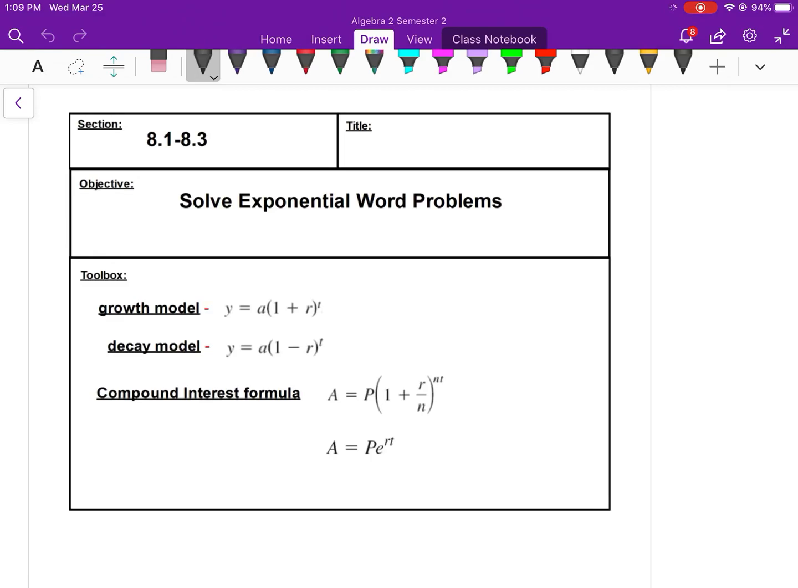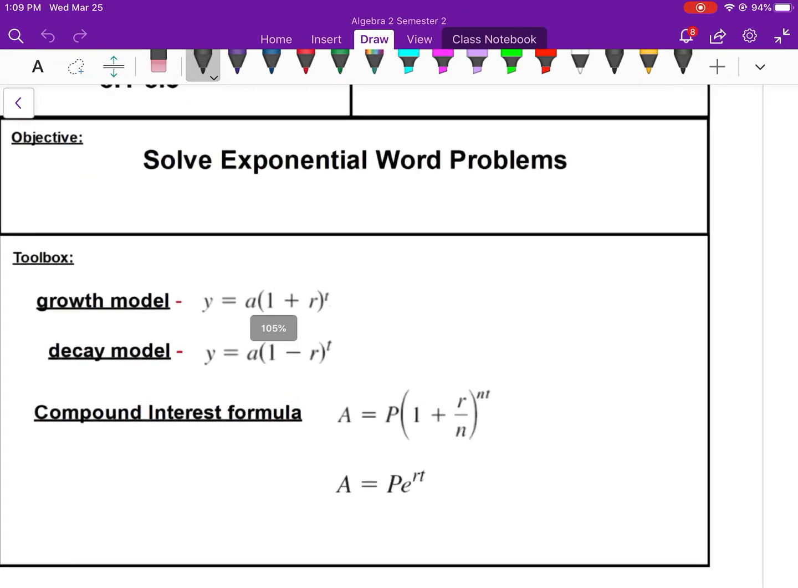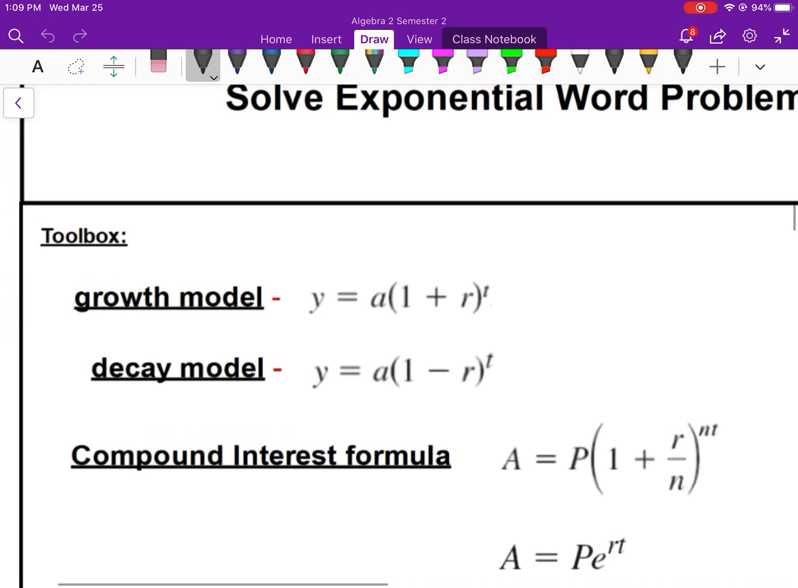Okay, word problems involving exponentials. We talked about exponential growth and decay. We have two formulas for there. Growth model. Again, exponential growth, that base value is always greater than 1. So if I take 1 plus a rate, which a rate is always positive, that's going to give me a value that's greater than 1. So that is why it's always 1 plus r.